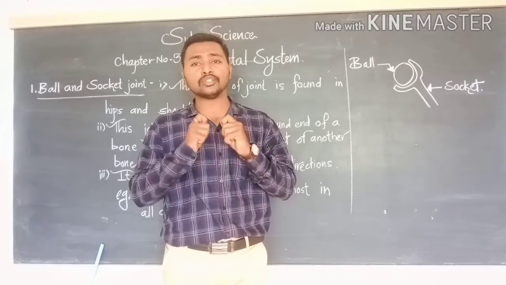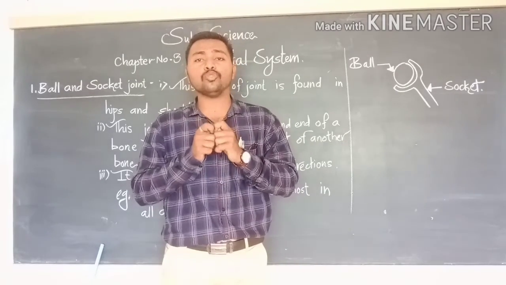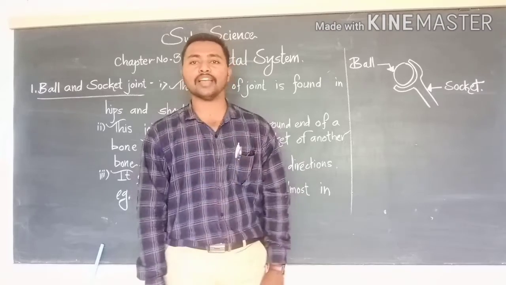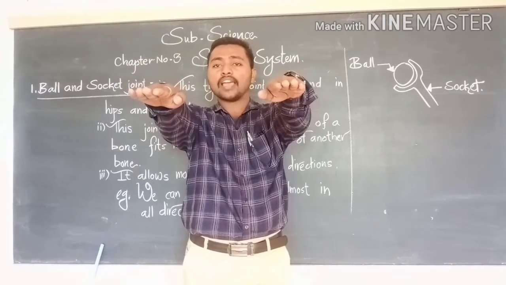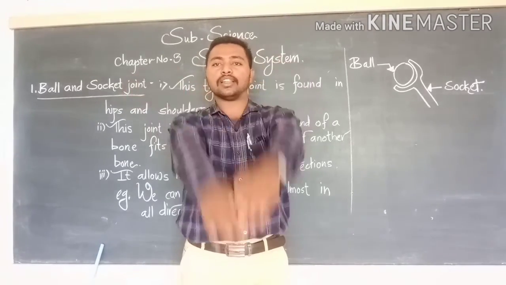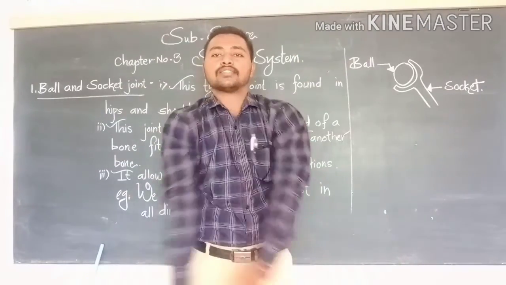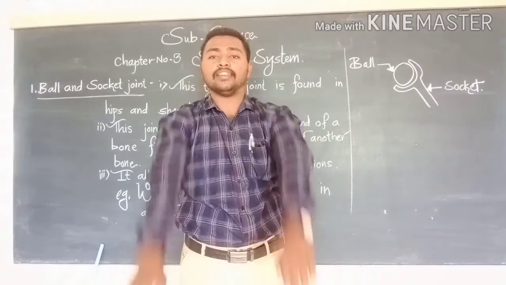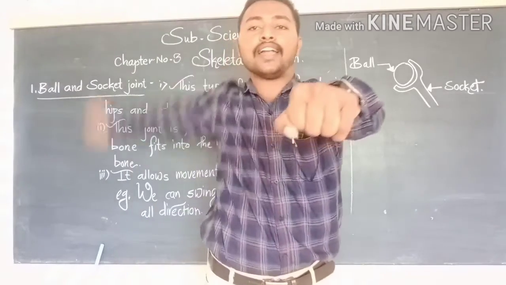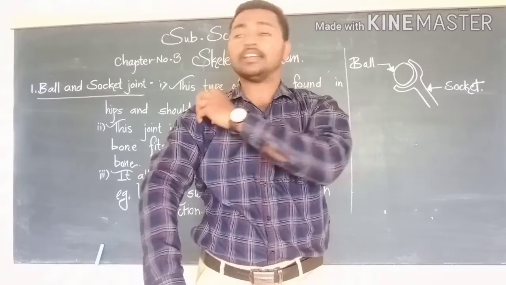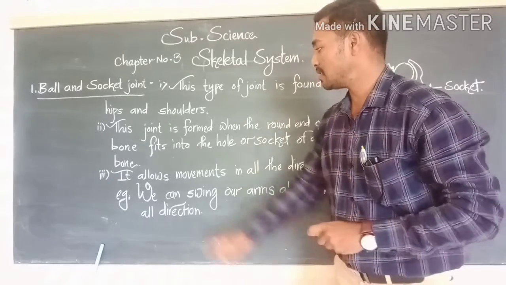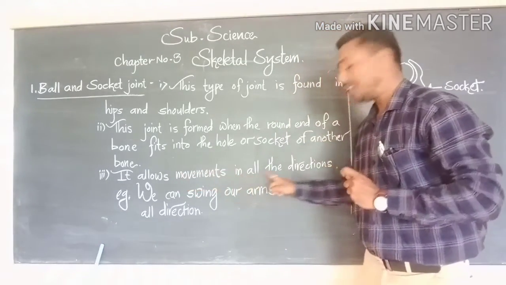So practically, I would like to show you how our arms are moved in all directions, in 360 degrees. So observe the movements of my arms carefully. I stretch both my arms and swing them in a clockwise direction as well as in an anti-clockwise direction. So let's observe the clockwise direction as well as the anti-clockwise direction. Again, we can swing our right hand clockwise as well as anti-clockwise due to the presence of ball and socket joints in our shoulder. Understood? Due to these reasons, it allows movements in all directions.